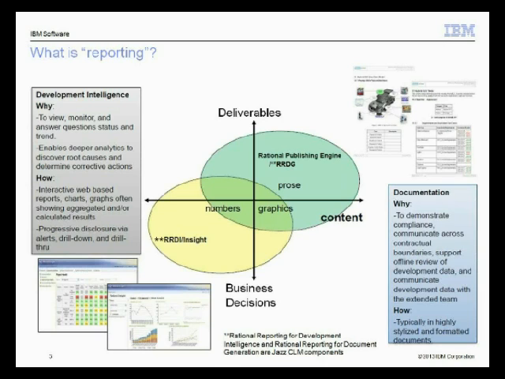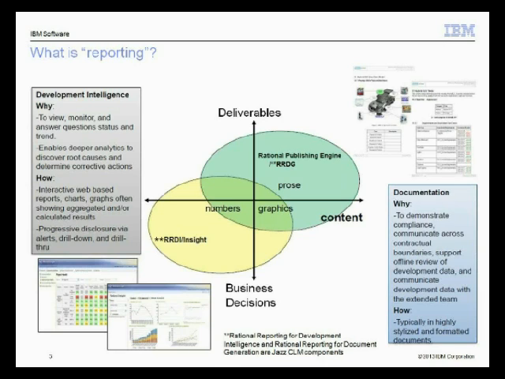On the left side of this chart, we have what we call development intelligence reporting. If you've heard of the industry buzz phrase business intelligence, Rational has coined the phrase development intelligence for our development domain. In this style of reporting, it's all about getting real-time status, a real-time understanding of where I'm at and how I'm doing in my development stream.